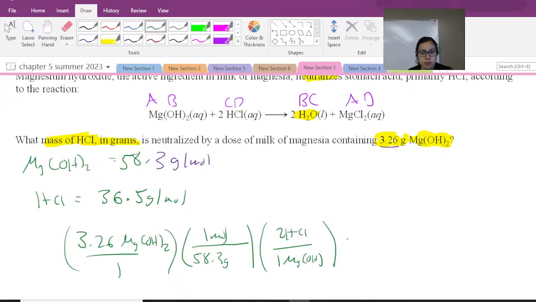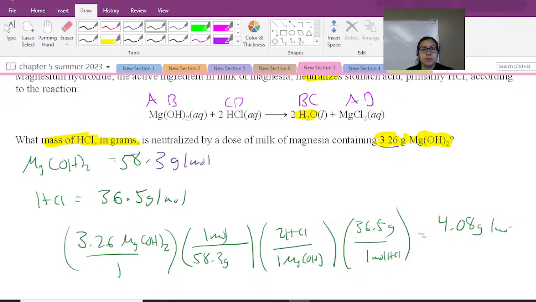And then I multiplied that by 36.5 grams for every 1 mole of HCl. That looks excellent. And it came out to be 4.08 grams rounded. So is that what other people got? 4.08, you said? Yeah.